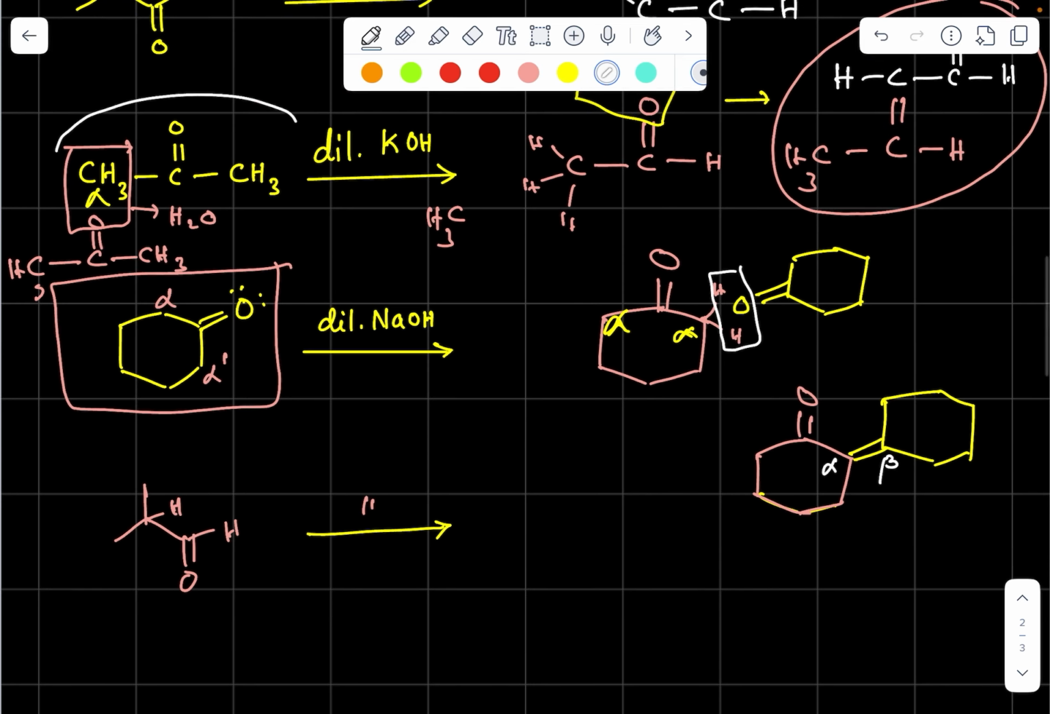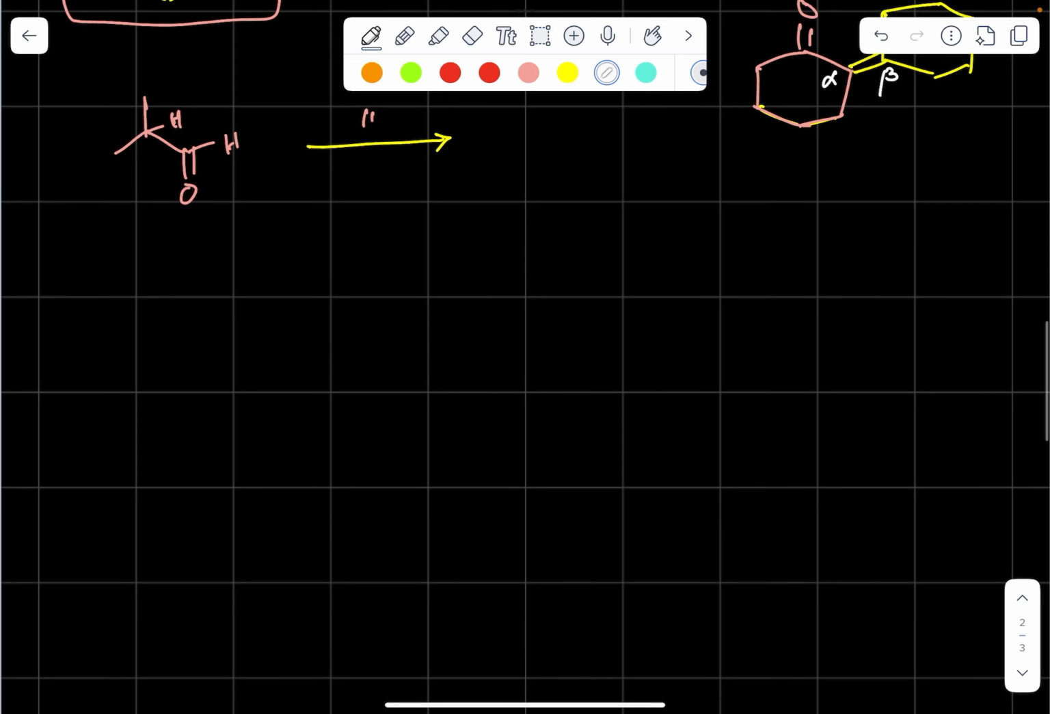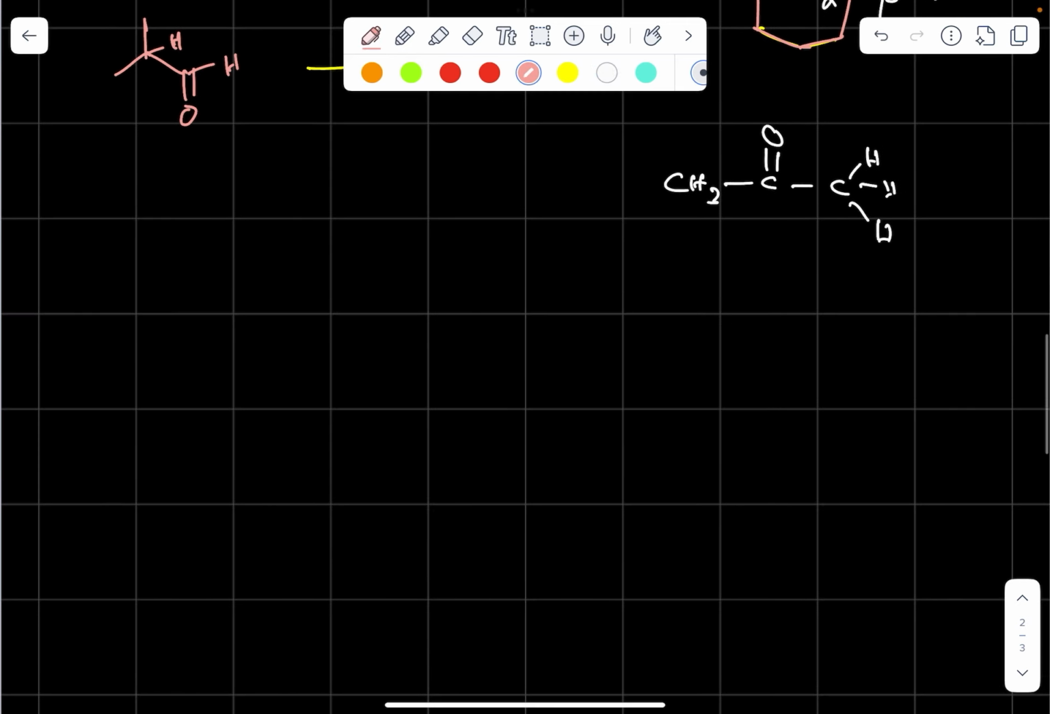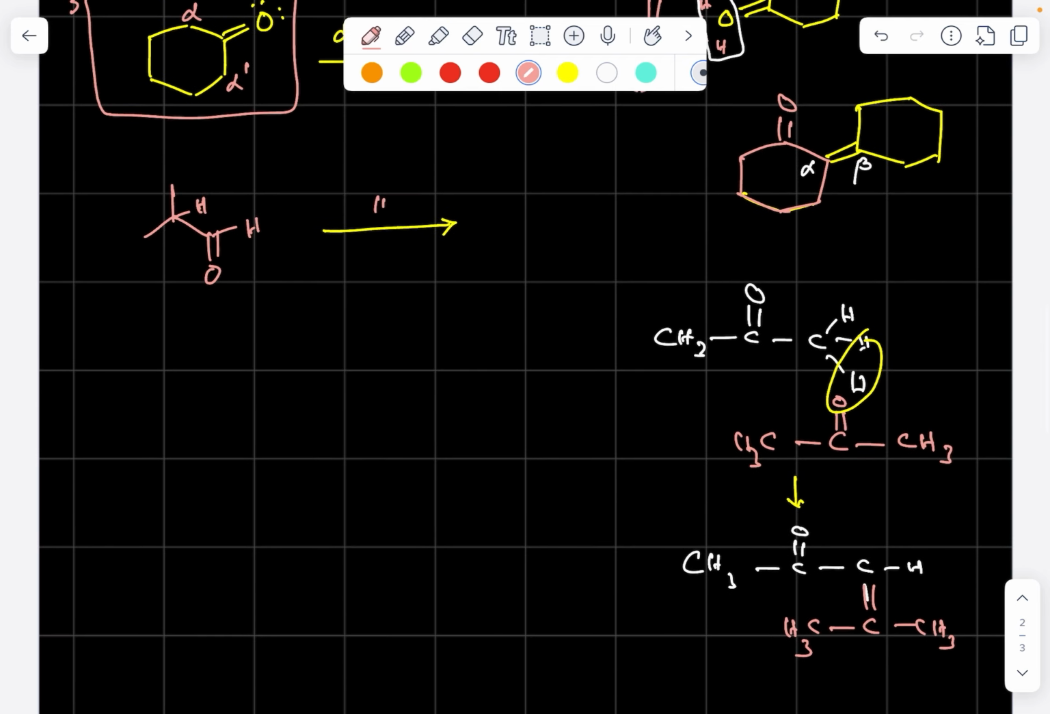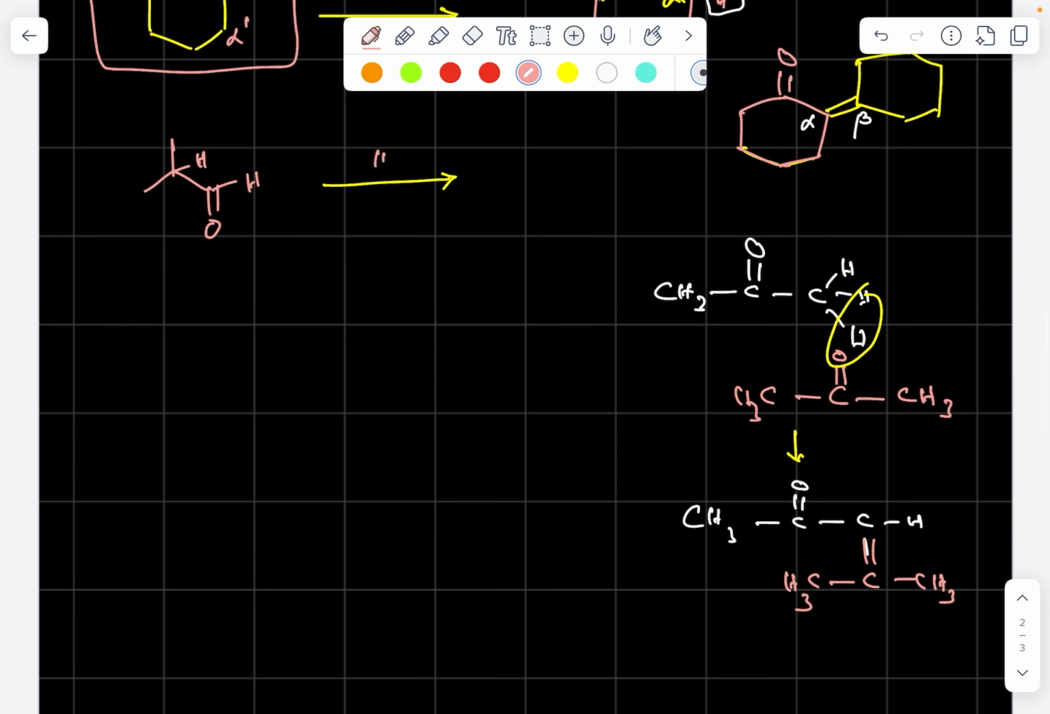If I do it with acetone, what will be the shortcut? CH3, C double bond O, CH3. This is the first equivalent, and this is the second equivalent. We just remove the water molecule. As a result, I will get CH3, C double bond O, CH, double bond C, CH3, CH3. So this is a shortcut idea, but this shortcut is not useful for all carbonyl systems.